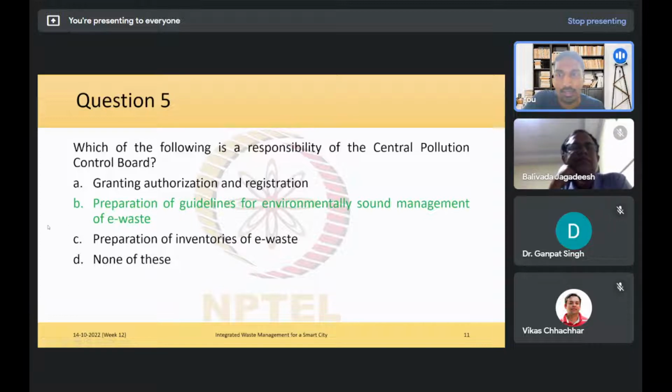Therefore A and C are responsibilities of the State Pollution Control Board, whereas the environmentally sound guidelines are more general, right? So these need not be specifically made for each state. So these are more generic and applicable throughout the country. Therefore option B is the responsibility of the Central Pollution Control Board. Okay, so option B is the right answer.